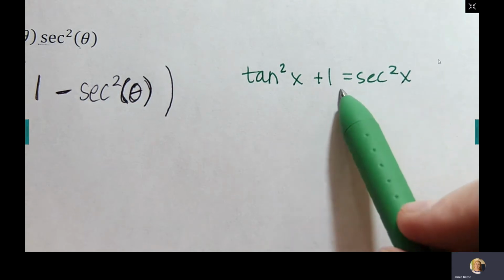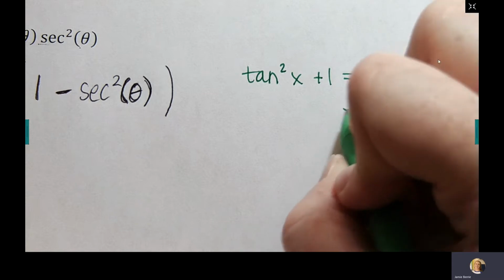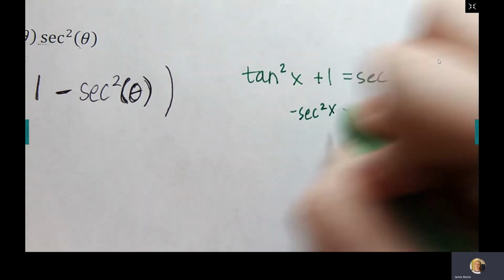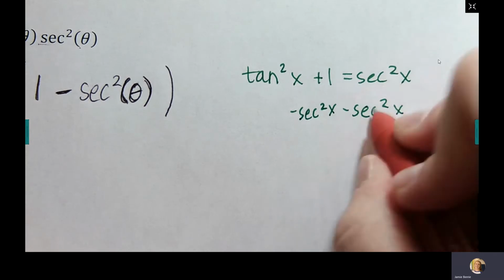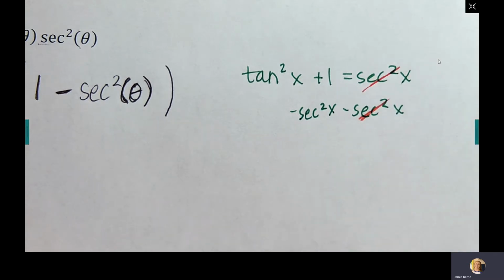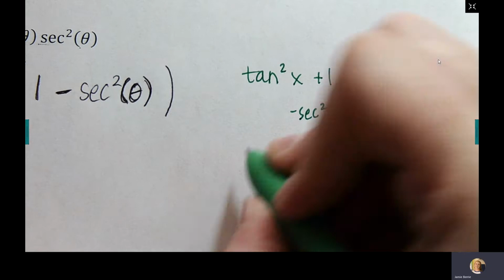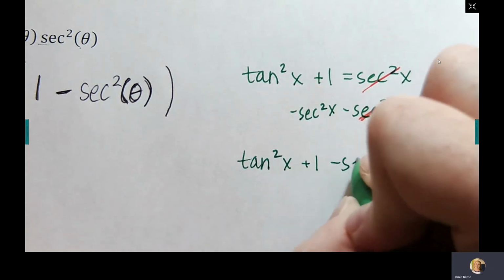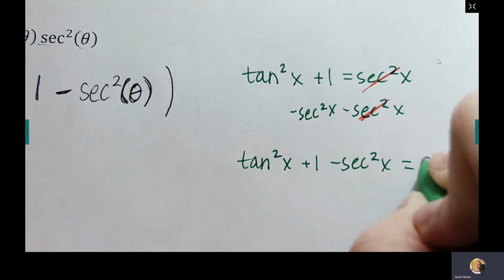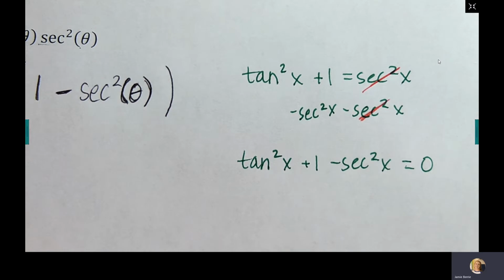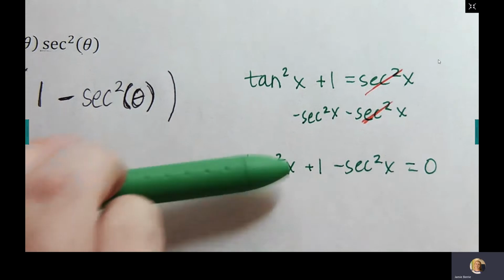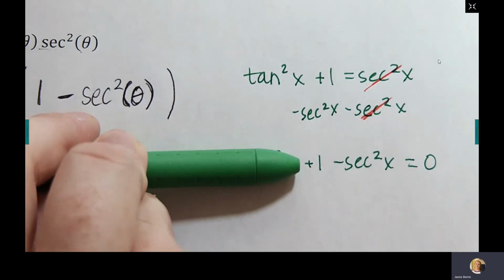All right, so let's move that over. Move over the secant squared x, subtract it from both sides. It's going to cancel out on the right. Cancel, cancel. All right, that leaves you with tangent squared x plus 1 minus secant squared x equals 0 on the right-hand side now. Almost done. This is what we want. We want just that 1 minus secant squared x.